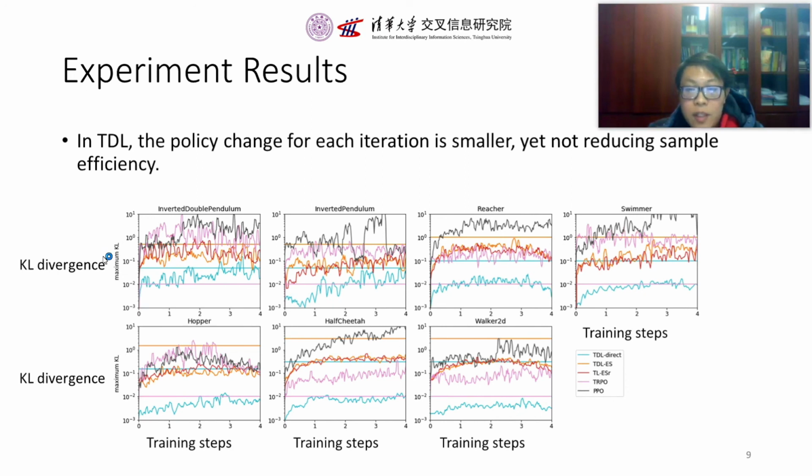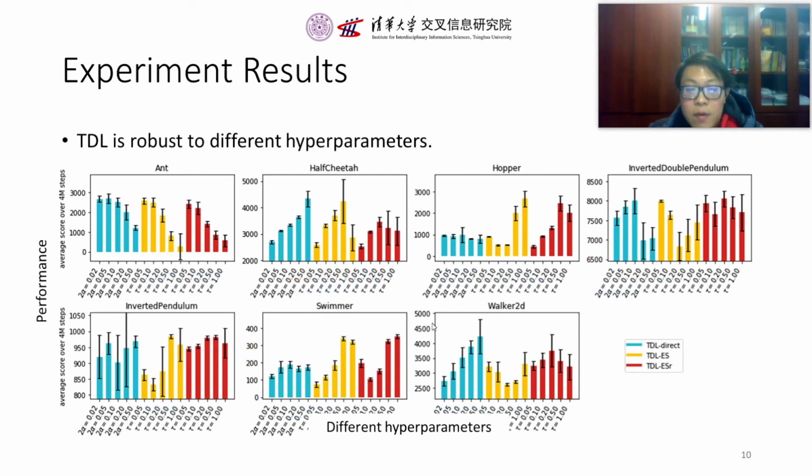Our experiment also demonstrates that TDL can achieve a similar performance while being more conservative in terms of policy update. Look at the blue, orange, and red lines in the figure. They indicate a low KL divergence between the new and old policies in each iteration, compared with other algorithms that are based on conservative policy iteration. Finally, we did an experiment on hyperparameter sensitivity analysis and demonstrated that our algorithm is robust to different hyperparameter settings.